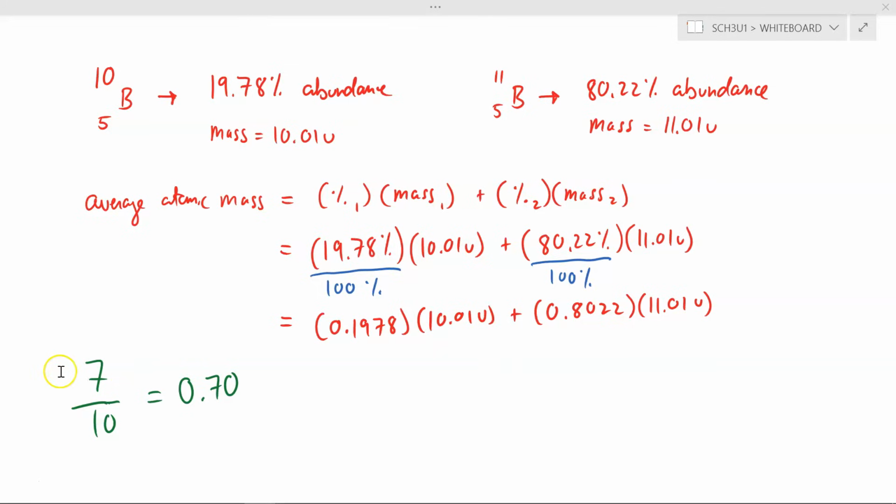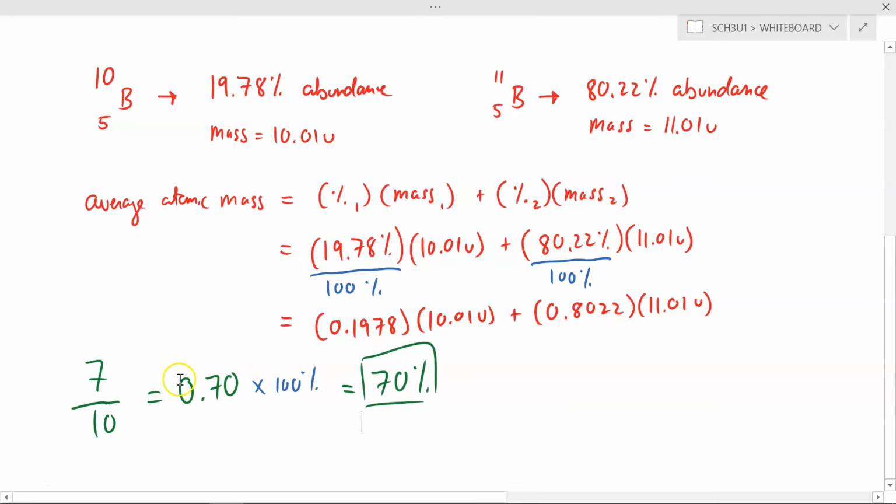Think about it this way. If you got 7 out of 10 on a quiz, what was your percent? Well, if I punch this in the calculator, 7 divided by 10, I would get 0.70. So does that mean I earned 0.70% on a test? No, we would have to multiply by 100% to turn this into a 70%.